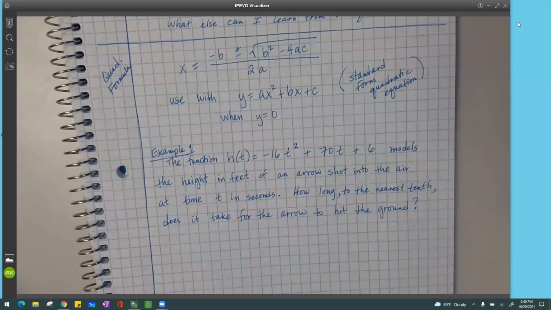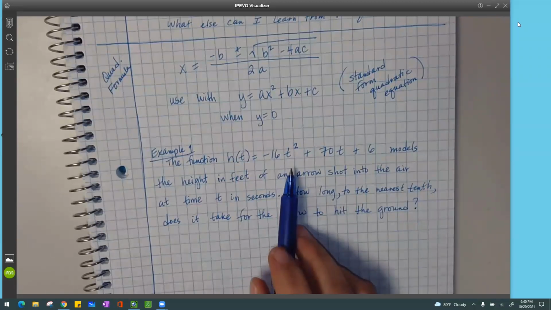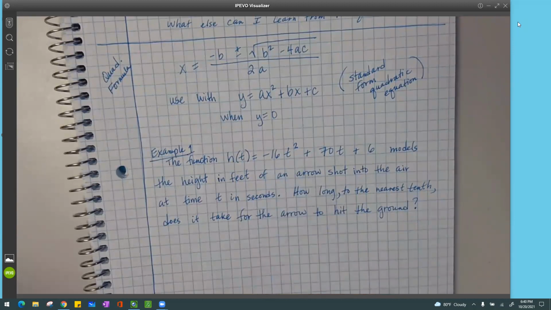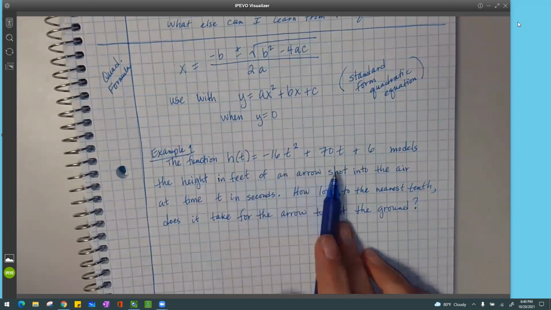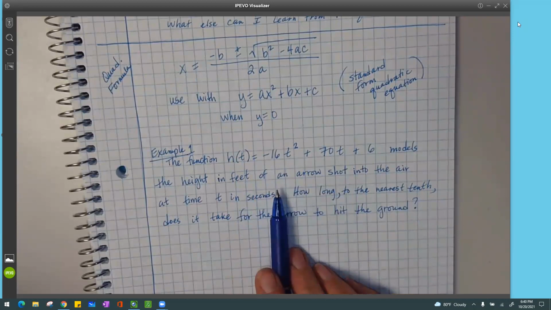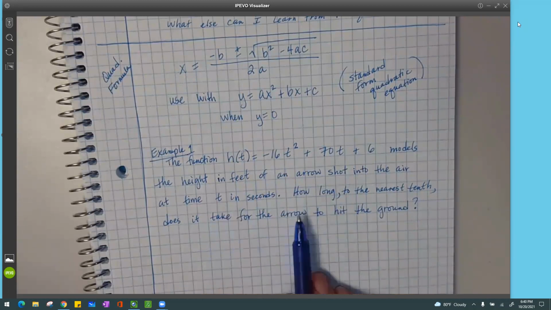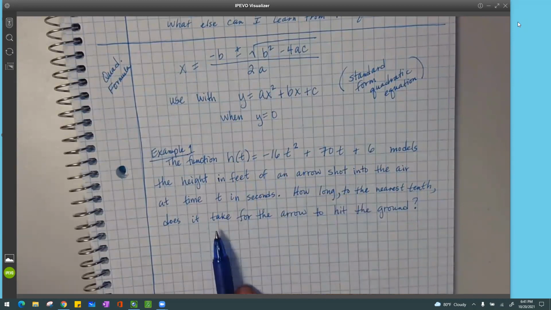So I've written the problem down here. It looked a little strange on my Post-it note on my computer. The t squared looked odd, but this will be the equation that we use to model the height in feet of an arrow shot into the air at time t in seconds. The question is, how long to the nearest tenth does it take for the arrow to hit the ground?